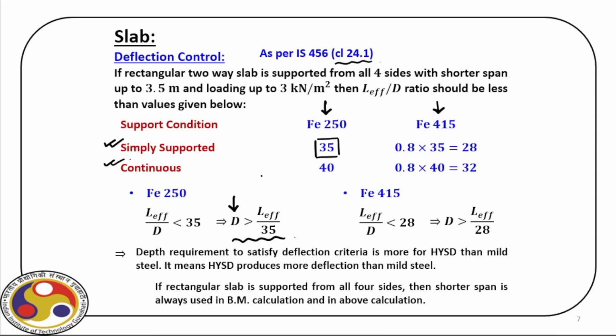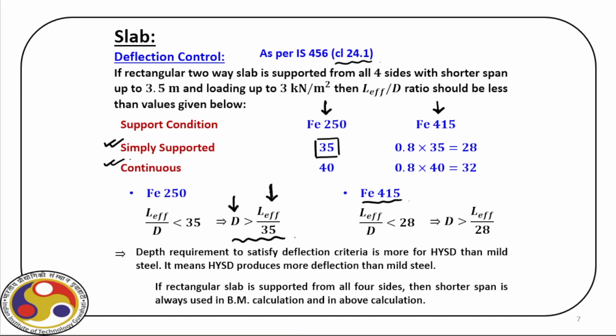So from the dimension, we can find out L effective, that we'll see as we solve one example. Then the first idea we get is this D should be greater than L effective by 35. And obviously for Fe415, this limit is L effective by 28. And this is for what?